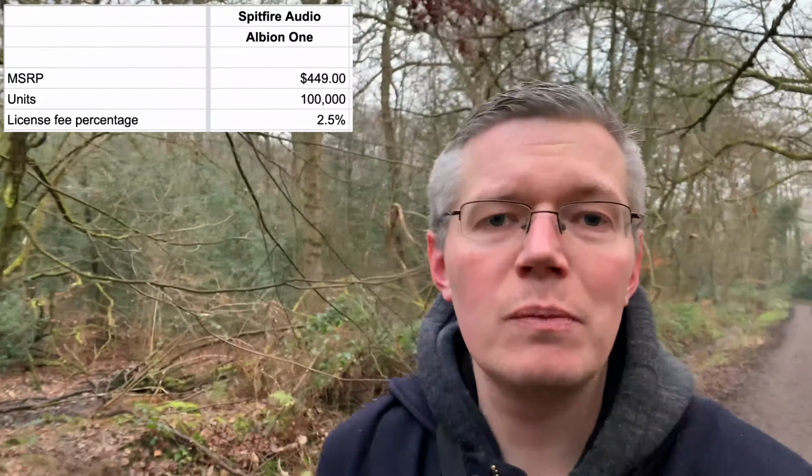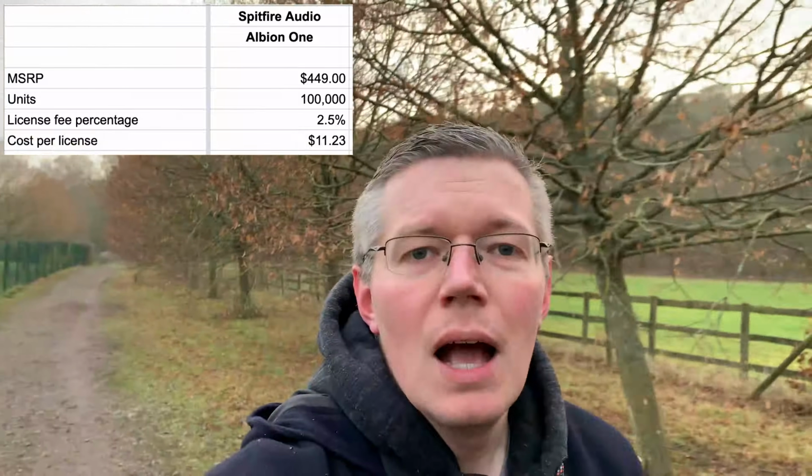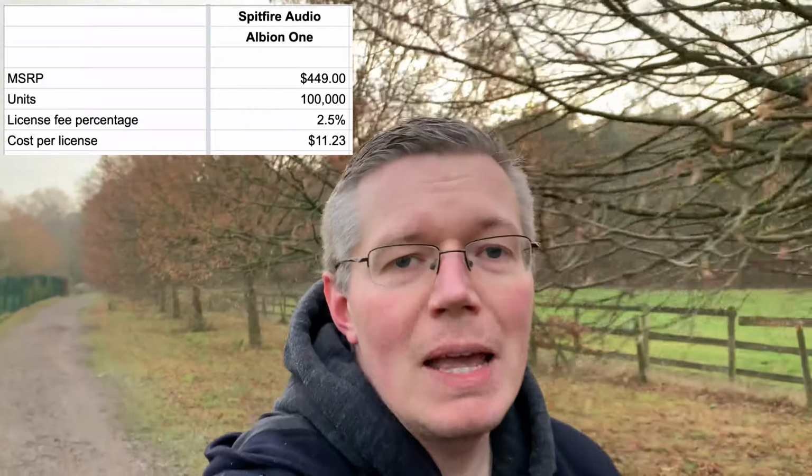Now, the first thing to note is that this license fee is based on the MSRP, the standard retail price. This means if the library is sold at a discount, the license fee is still the same. Now, because the recommended retail price of Albion 1 is $449 and we want more than 1,500 licenses, then the license cost as a percentage is 2.5%. This means that for every copy of Albion 1, Spitfire Audio is paying a license fee of $11.23. And so, based on our made-up number of 100,000 units, this means that Spitfire Audio is paying well over $1 million to license Albion 1.